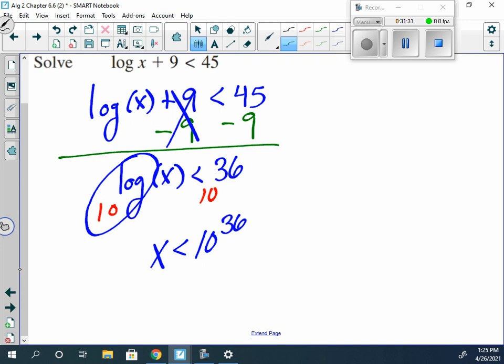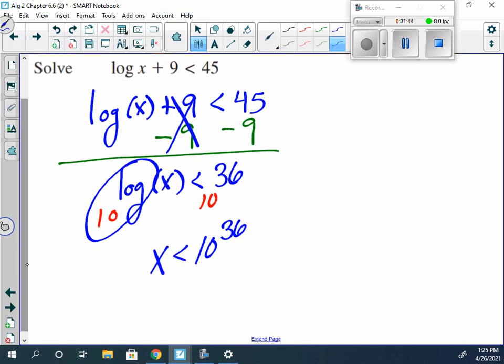So this is 1 undecillion, which is 10 to the 36. But as you notice, again, x is less than 10 to the 36, so our negative numbers are still included. So what that means for us here is that we still have to see inside the log would be x greater than or equal to 0, because whatever's inside the log cannot be negative.